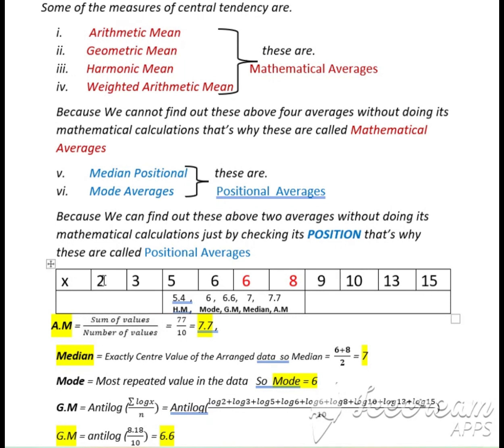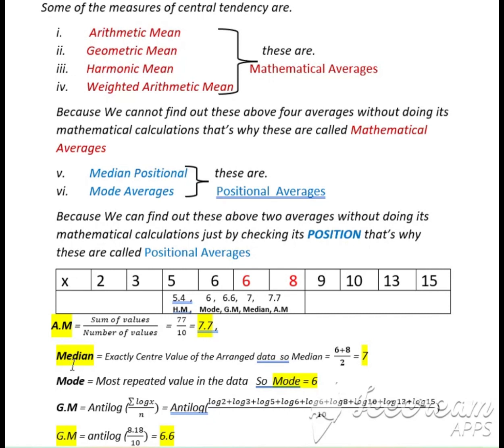So these are 10 values. Just add up these values. If we add up, the answer is 77, the total of these values, and divide by the number of values. These are 10 values, so divide by 10. 77 divided by 10 is 7.7.